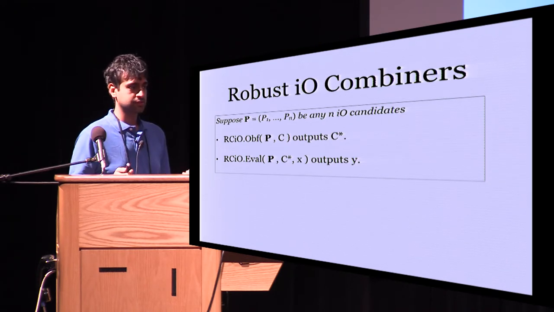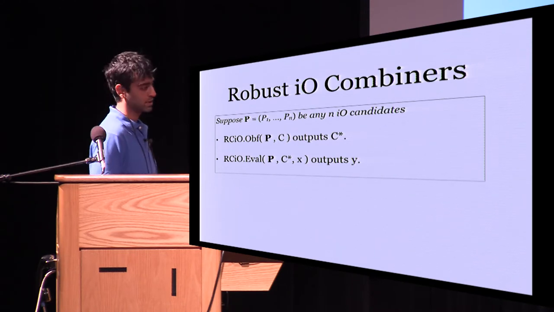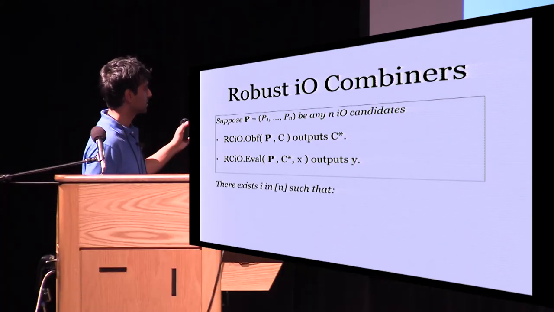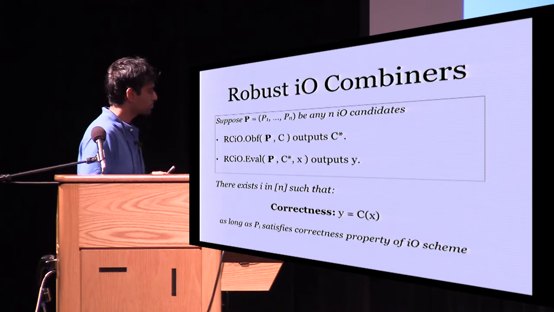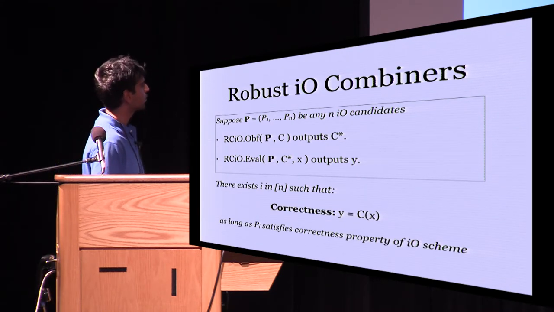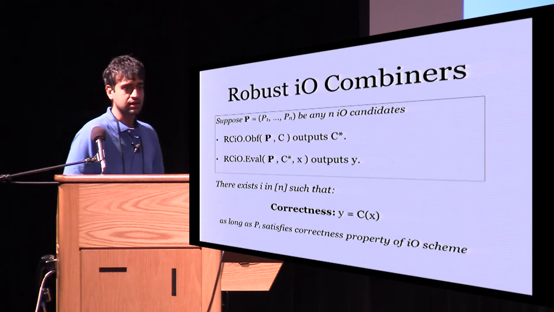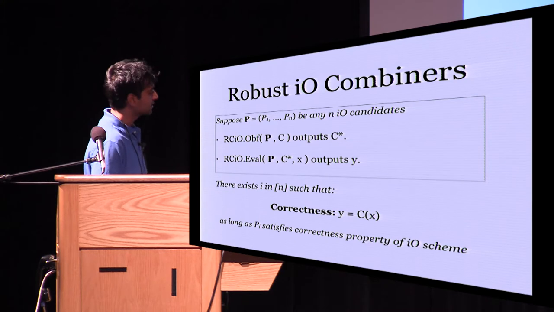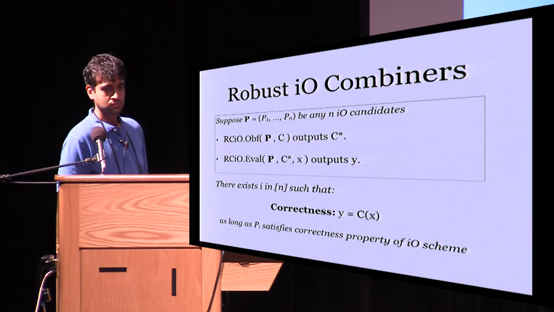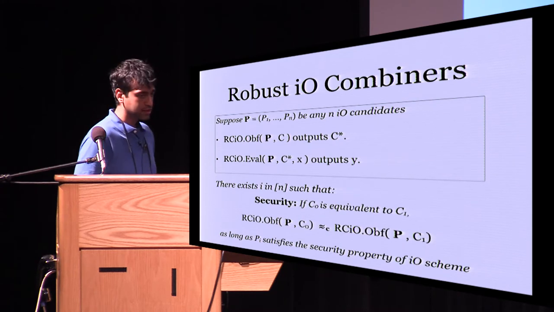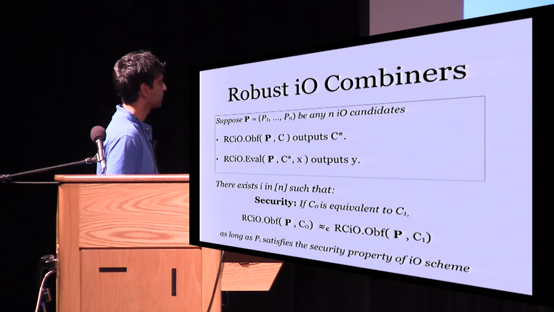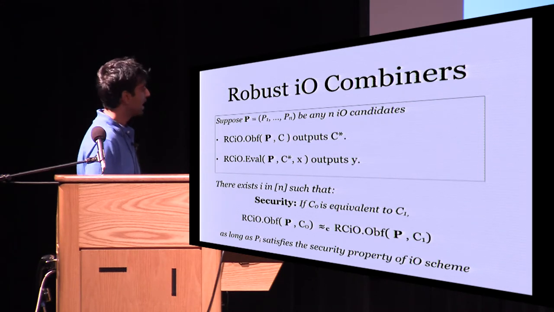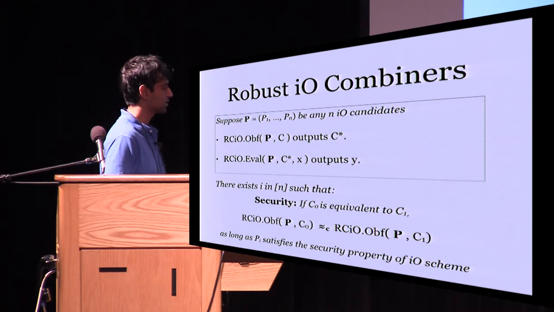Both these properties will be parameterized by an index I from 1 to n. That is, we want to define both these properties as a function of I. The correctness guarantee just says that the output of the evaluation algorithm is C of x, and this should be true as long as the ith candidate satisfies the correctness property. And the security property says that if you give me two equivalent circuits, then the output of the obfuscate algorithm on C0 is computationally indistinguishable from the output of the obfuscate algorithm on C1. And this again should hold as long as PI satisfies the security property of the IO scheme.